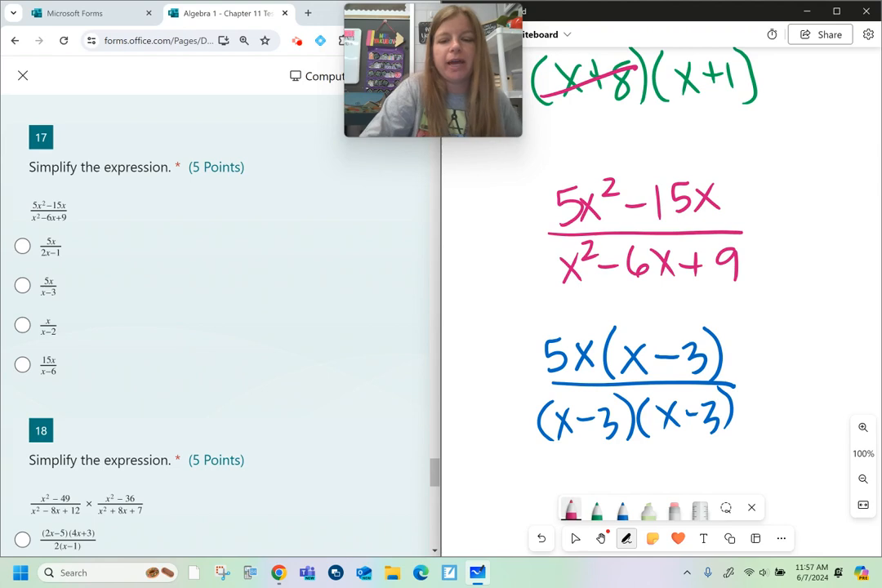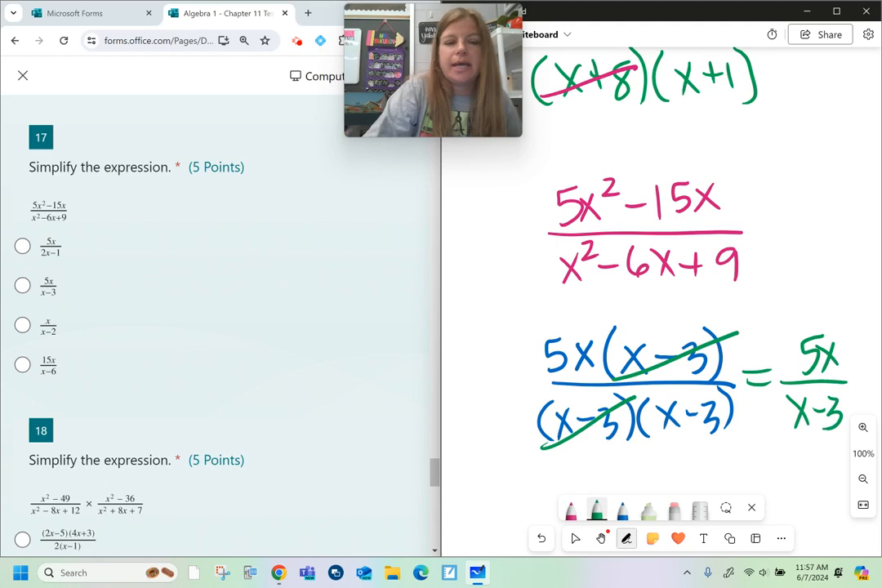Now, when you simplify out, it's a 1-for-1 deal. You can only cross out one on top, one on the bottom equally. So an x minus 3 on top crosses out with one of the x minus 3's on the bottom. You can't wipe out all of them unless the other x minus 3 had another x minus 3 on top. And so this is my final answer, 5x over x minus 3.